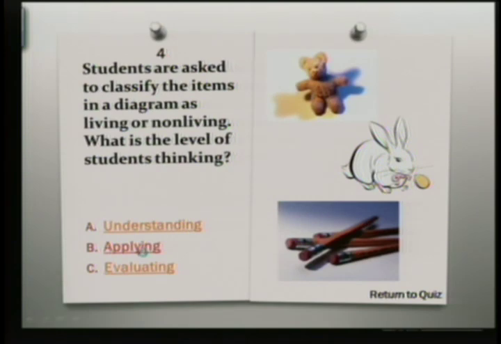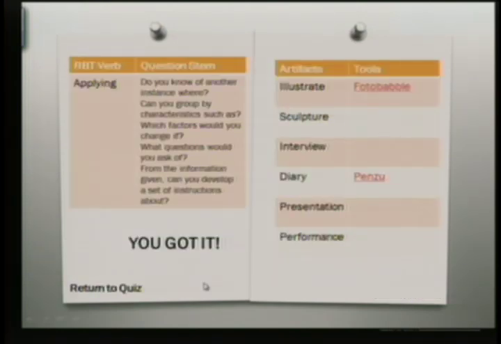And what's the process used for that? Process of elimination, right? And applying, you're going to ask things like, do you know of another instance where? Can you group? Characteristics of? What factors could you change? And so forth and so on. Artifacts. Photobucket is a good tool that you can use. And Penzu is awesome. We're going to look at Penzu later on.